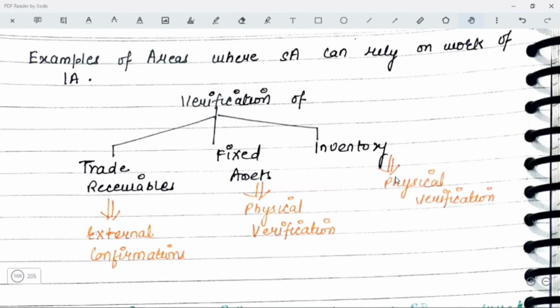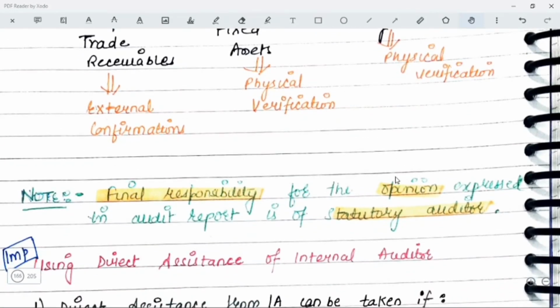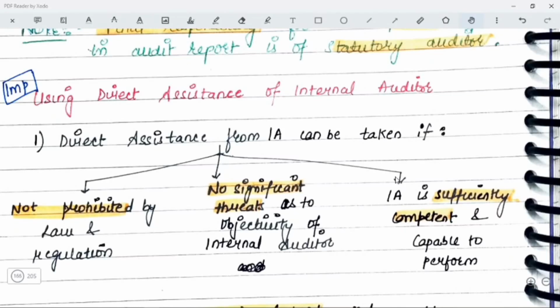Now, examples of areas where the statutory auditor can rely on the work of internal auditor: verification of trade receivables, fixed assets, inventories. For these you can definitely rely on the work of internal auditor, such as external confirmations for trade receivables, physical verification of fixed assets, physical verification of inventory. For all these things you can definitely rely on his work. But the final responsibility for the opinion that you express in the audit report is of the statutory auditor only. You cannot say that the work was done by the internal auditor, so I am not responsible for the opinion, which is incorrect. No, you cannot say that.